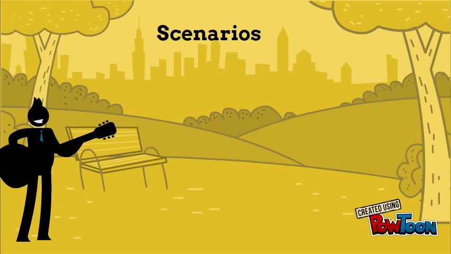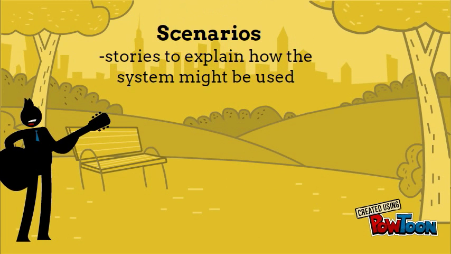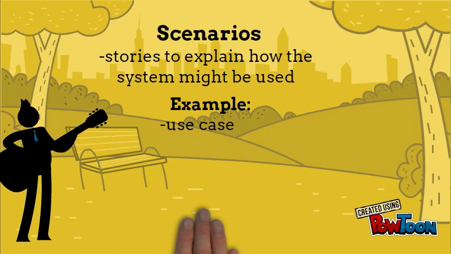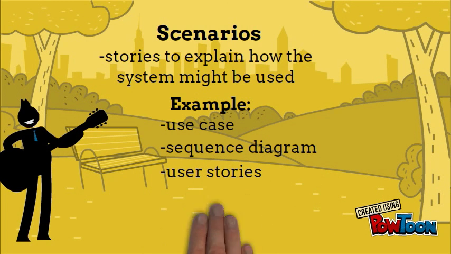Scenarios or process modeling are stories to explain how the system might be used. Use cases, sequence diagrams, and user stories are examples of scenarios.